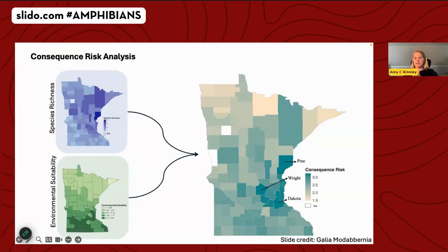So we combine these components that we just discussed. We looked at that host availability and that environmental suitability, and we integrated those two factors. We generated a county level consequence risk for Minnesota. And so this map is highlighting where the conditions align. Several counties then stood out to us once we combined those scores, and that included Pine, Wright, and Dakota counties. So these areas, again, might represent B-cell establishment and spread, not necessarily introduction yet.